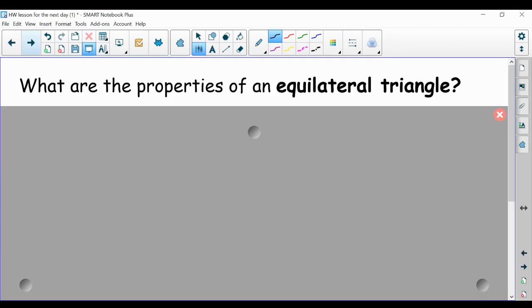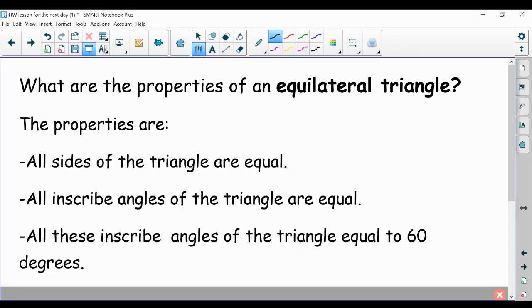Now let's review what we learned previously about the equilateral triangle. Equilateral, what does that mean? Every side is equal and every angle in that shape is equal. So triangle, three sides. Here are the properties. All sides of the triangle are equal. All inscribed angles, meaning inside angles, the interior angles, each of the interior angles are equal. That's what it means. And all these inscribed angles are equal to 60 degrees.